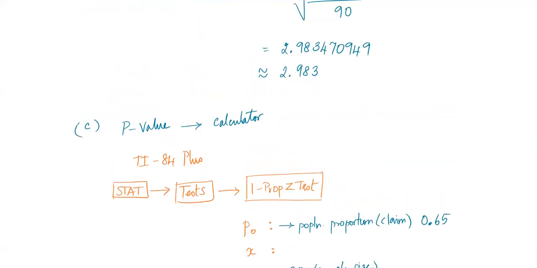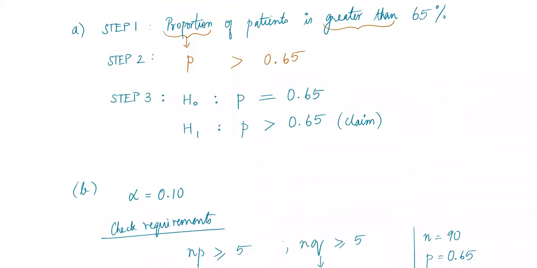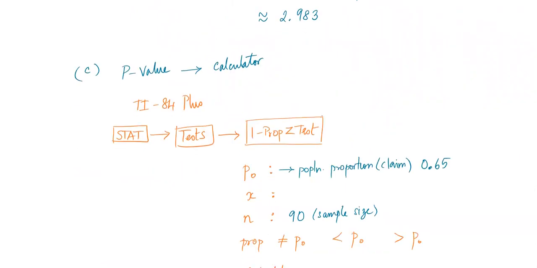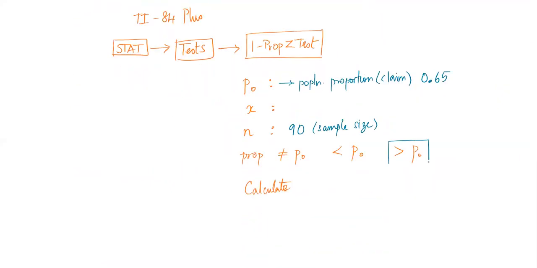And if you go here to step 3, your H1 is p greater than 0.65, or in other words, your step 2, where you built your claim. Your claim is p is greater than 0.65. So this is what you will choose because that's your claim, right? Now, if we enter the x, then we got it. You can click calculate and get your answer.